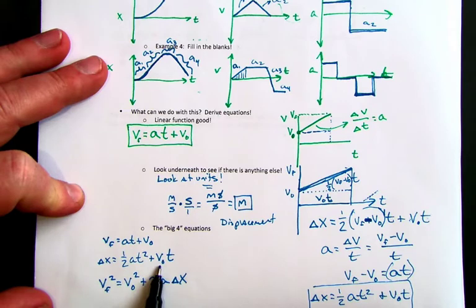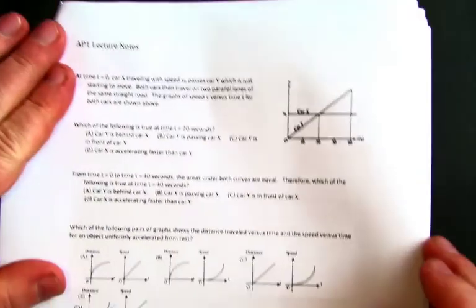I have no final velocity in this equation. This one I have final, initial, a, and x. There's no time in this equation. Now, we can use this information to solve some practice problems.